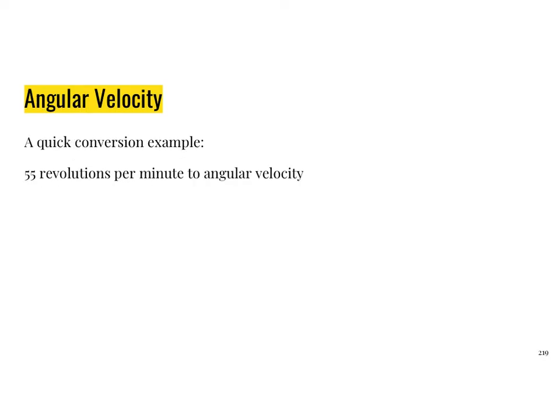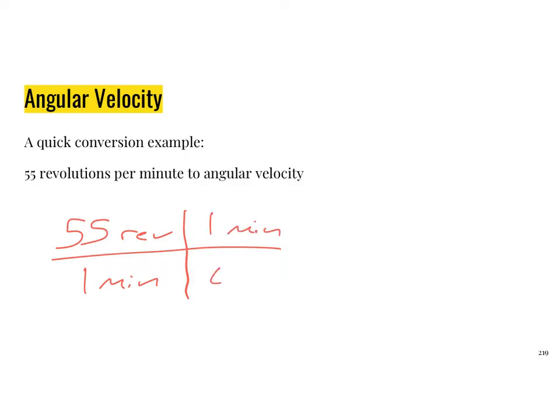So just to give us one quick conversion example, if I want to go from 55 revolutions per minute to angular velocity, well, 55 revolutions in 1 minute is RPMs. But angular velocity is measured in radians per second. So 1 minute is 60 seconds, and 1 rev is 2 pi radians.